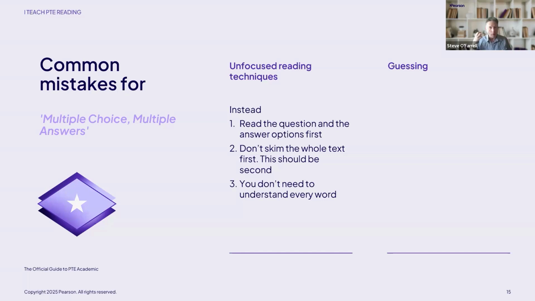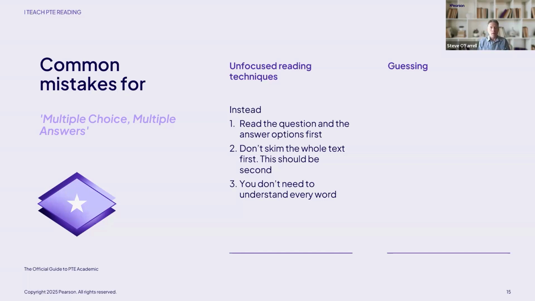Okay, so the test taker needs to have those in their head while they're skimming, because the next step now is skimming. By the time they're skimming, they've got an idea of what is being looked for, and they've got the possible options in their head. They can be more targeted and more productive with their skimming. And finally, you don't need to understand every word. The ability to understand a text without knowing every single word is crucial for all of the reading questions in the PTE exam. More on this later on.